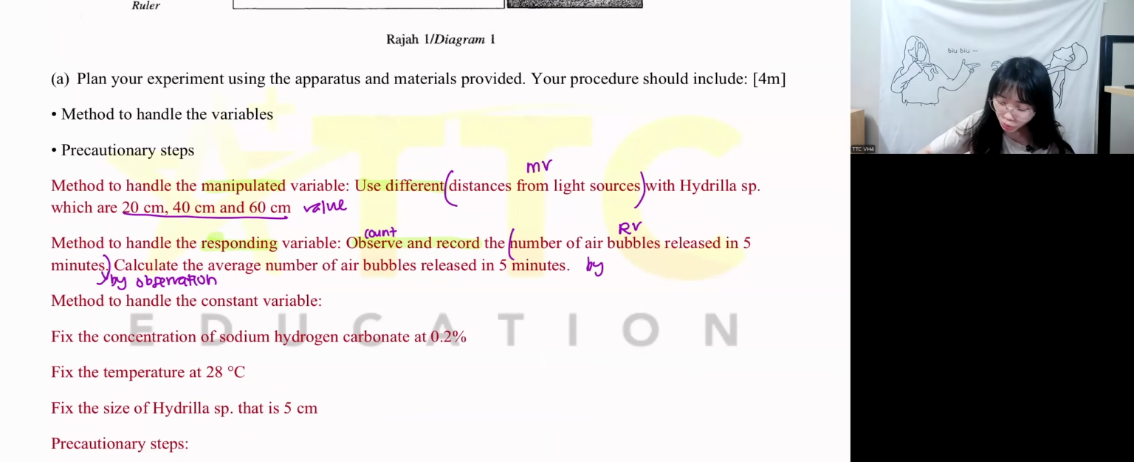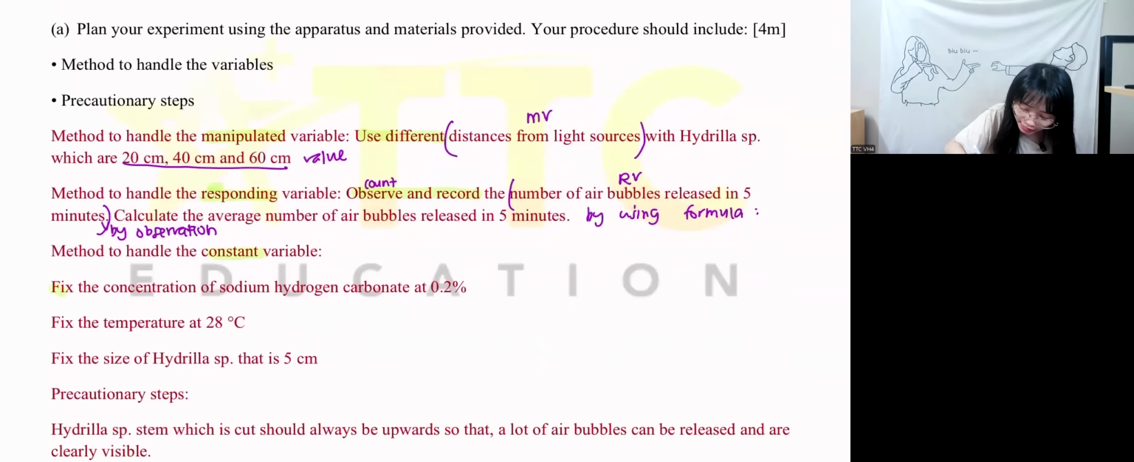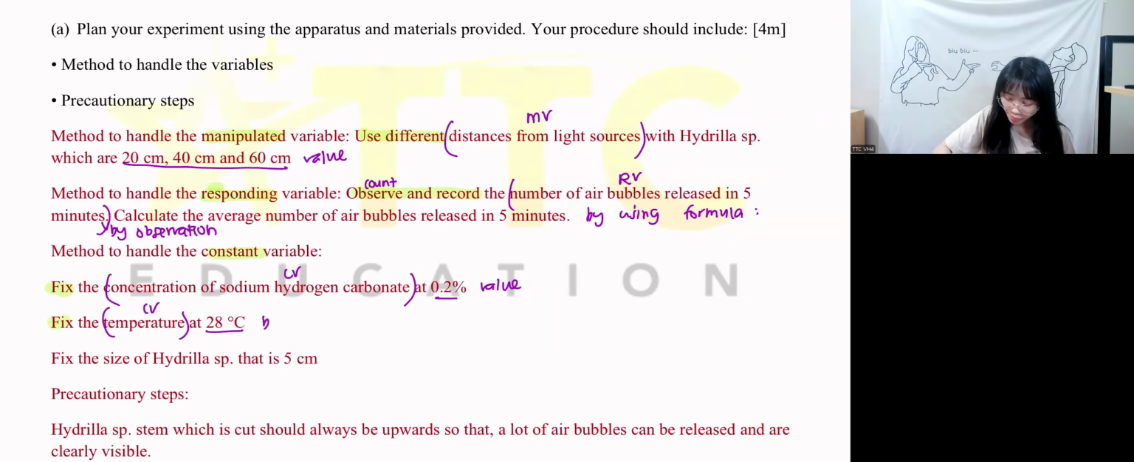You're going to write by using formula. The formula is number of bubble release divided by time. You're going to write the formula out. If it's a constant variable, you have to write fix the concentration of sodium hydrogen carbonate. This is your CV at whatever value. Okay, and then you're going to write fix the temperature at 28 degrees Celsius. You can say by using thermometer.